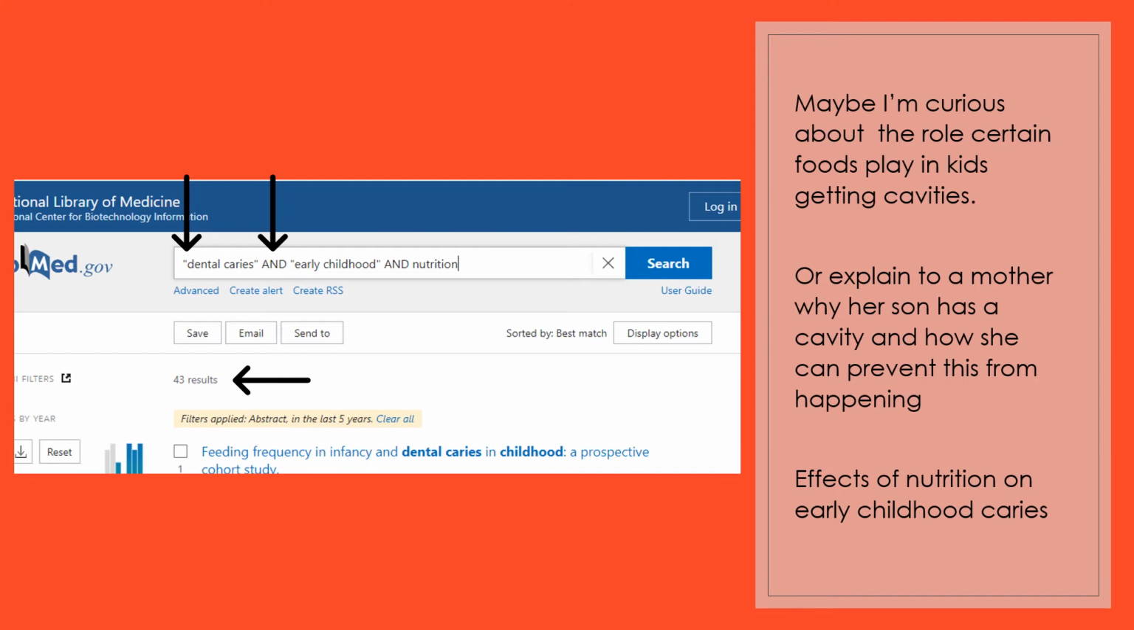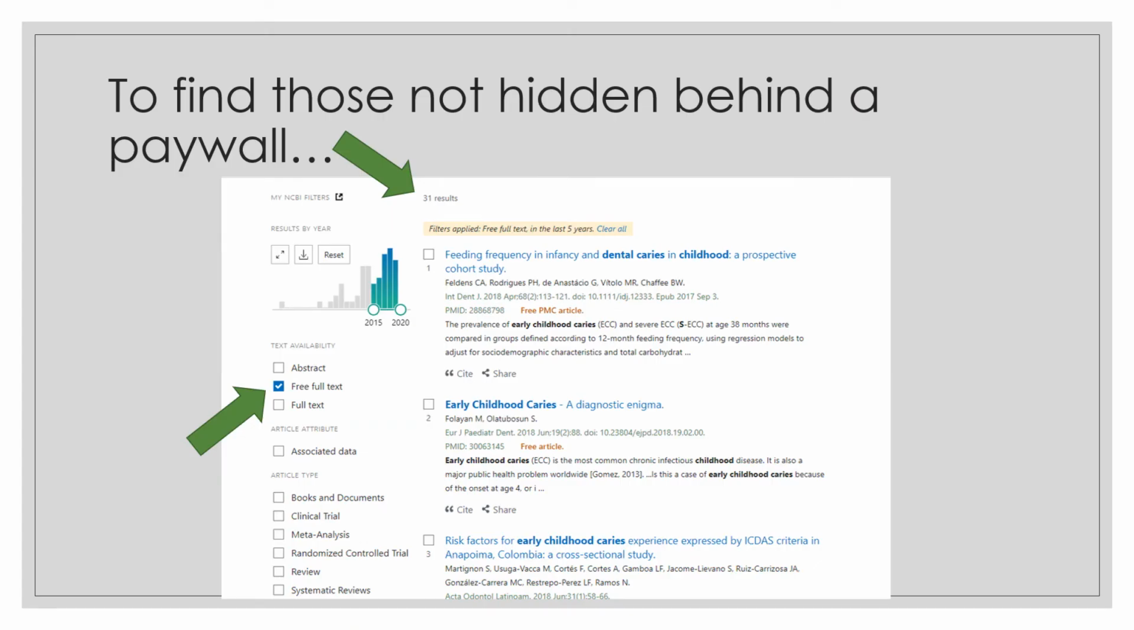So here we go. Here I put in dental caries. I'm using my quotation marks and my Boolean logic, and I got 43 results from PubMed on dental caries and early childhood and nutrition. All right, so 43 results is not bad, right? But not all of them are free. And I don't want to waste my time looking for abstracts for things that I'm not going to be able to read.